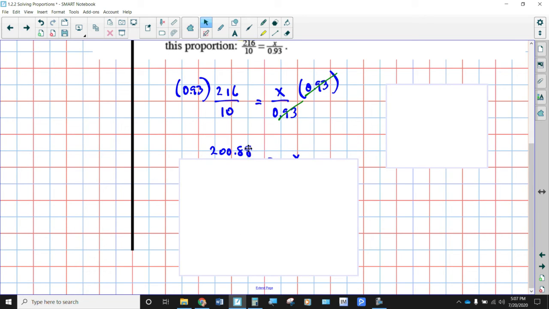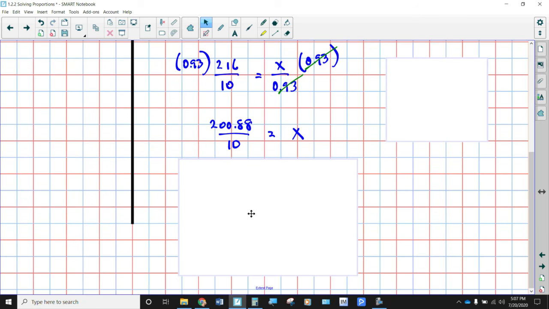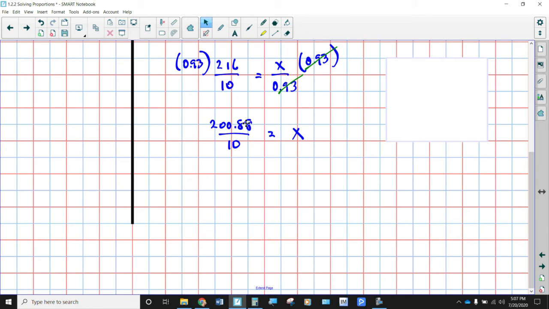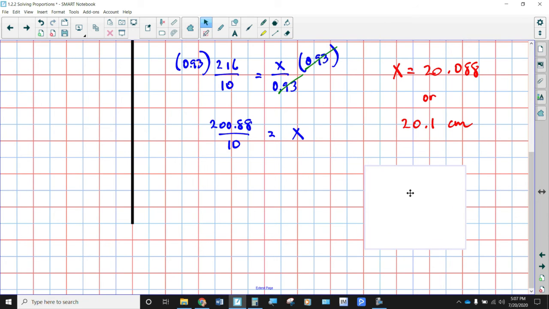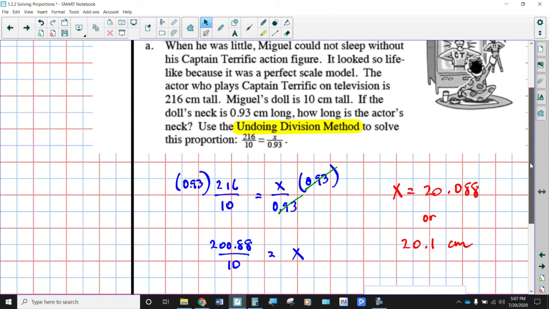288 hundredths. Now we're going to take that number and divide it by 10, which would result in us just moving the decimal one place to the left. And you should have gotten something around 20.1. So that's the exact answer, but let's round it to the nearest tenth. So it looks like that action figure's neck, the guy who plays it in real life, would be 20 1/10 of a centimeter, or 20 centimeters and 1 millimeter. Okay, so that's the undoing division process for getting to the answer.